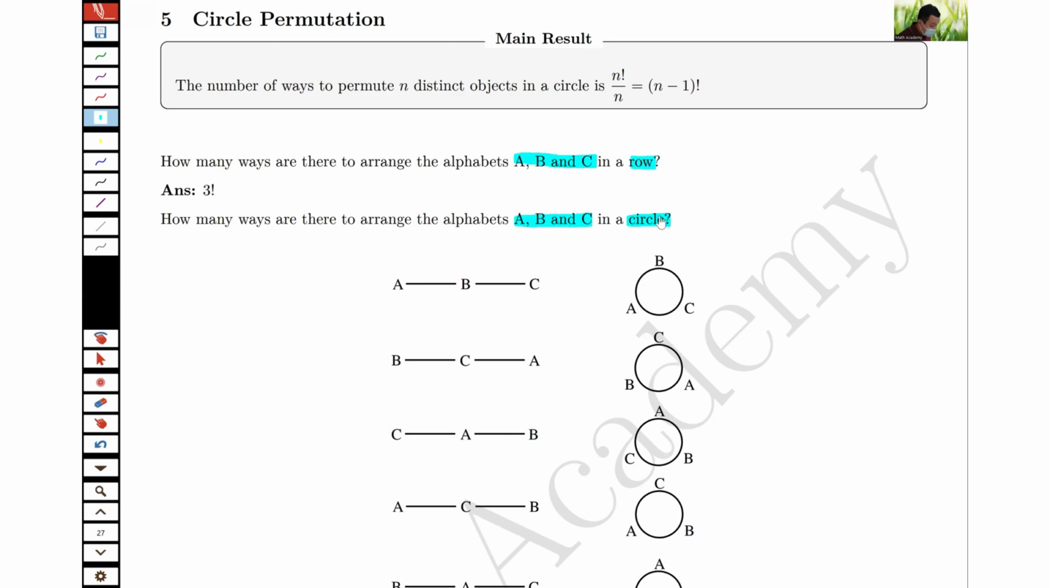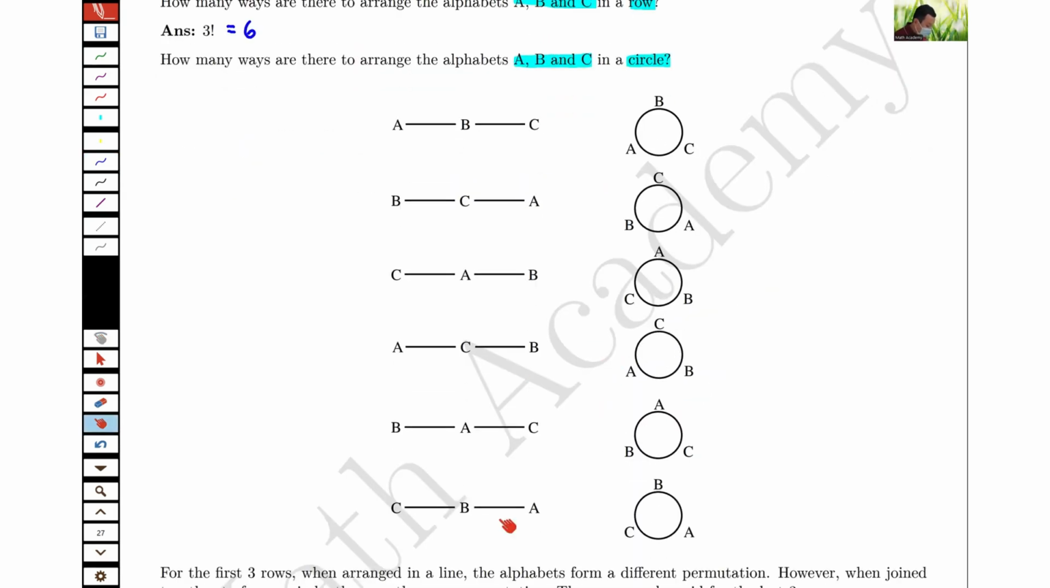What's the difference? So we know that if you're going to permute onto a row, 3 objects will be 3 factorial, and this number is 6. So there are 6 ways to place ABC onto a row, and I have actually listed those 6 cases down below here. These are all the 6 different arrangements of your ABC.